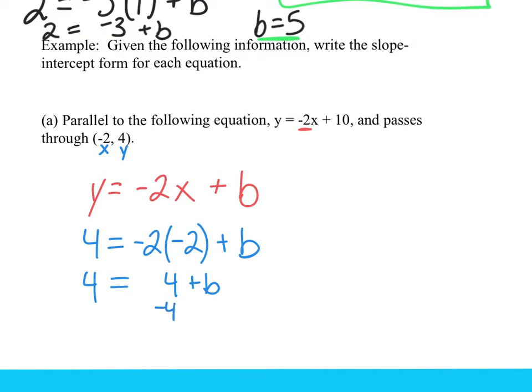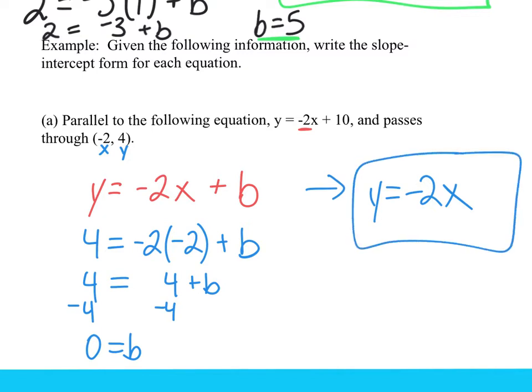Minus the 4. What's 4 minus 4? 0. I gave it away. So b is 0. So I found b. So all I've got to do is plug it in to what I just had here. So y equals negative 2x plus 0. Do I even need to write plus 0? No, I don't. I could. I wouldn't count it wrong, but don't really need to write it.